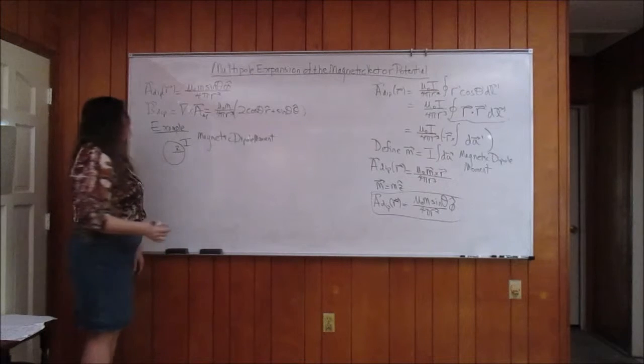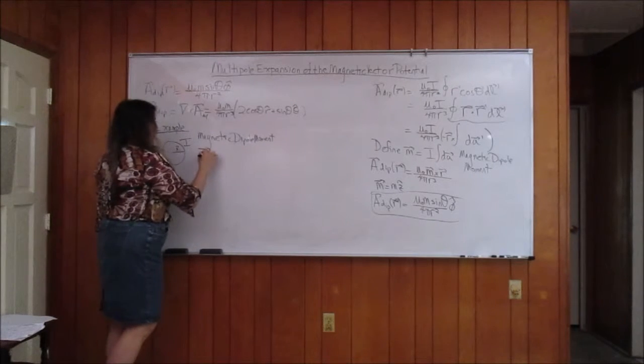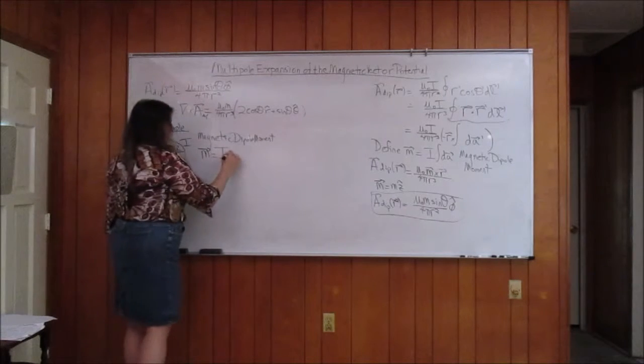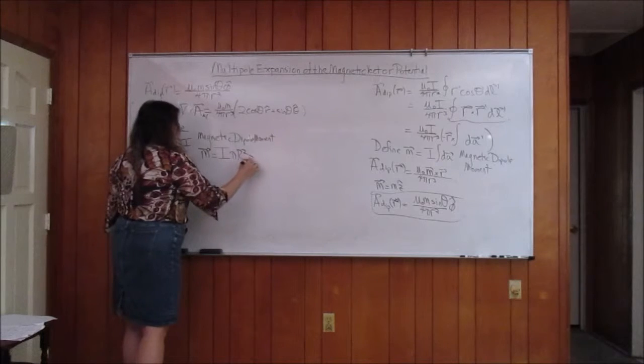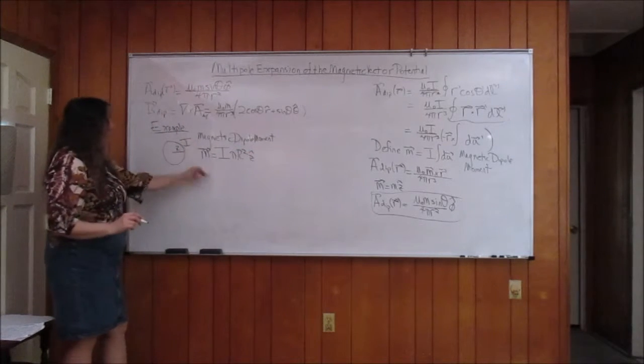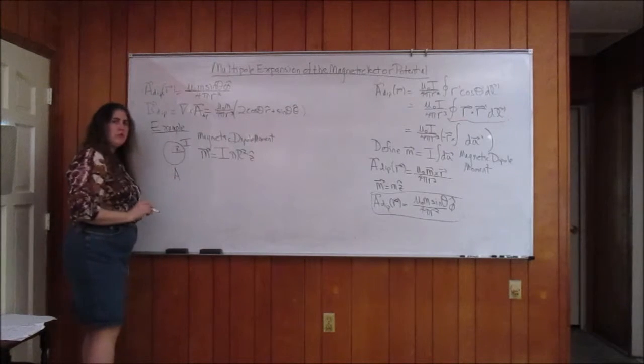Magnetic dipole moment, in this case, is readily calculated. It's just equal to the current times the area, pi r squared. And in this case, it's pointing in the z direction. So I can just plug this into here to find an expression for the dipole.